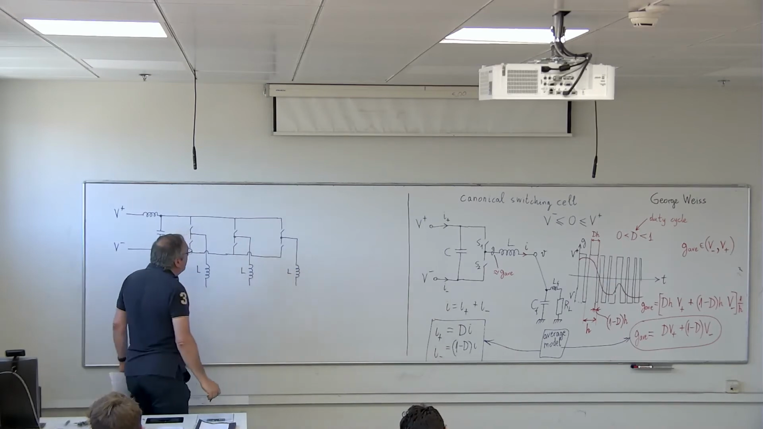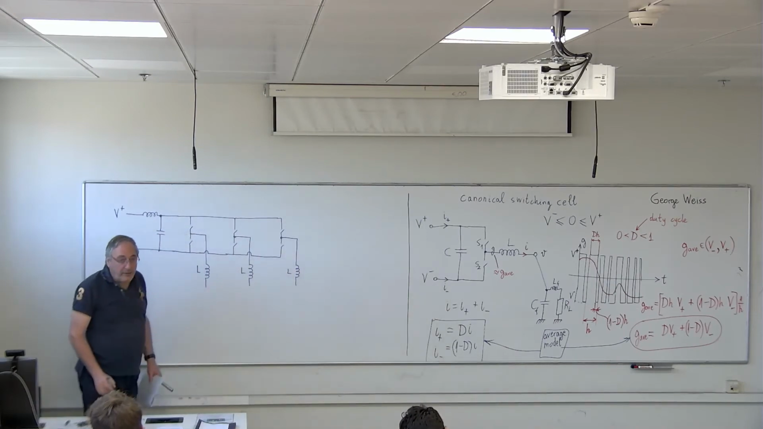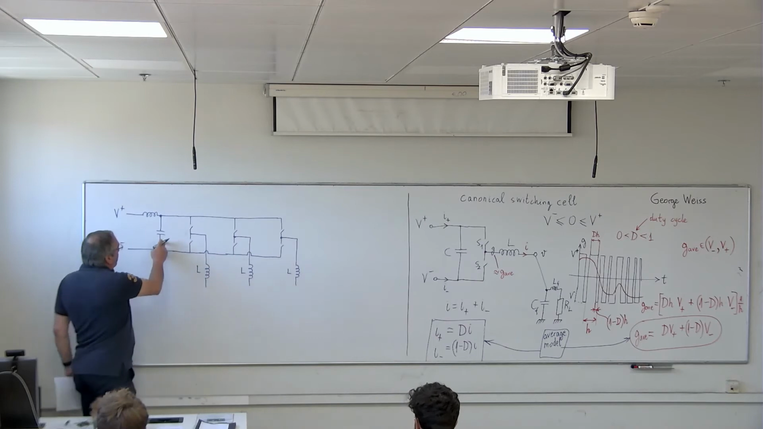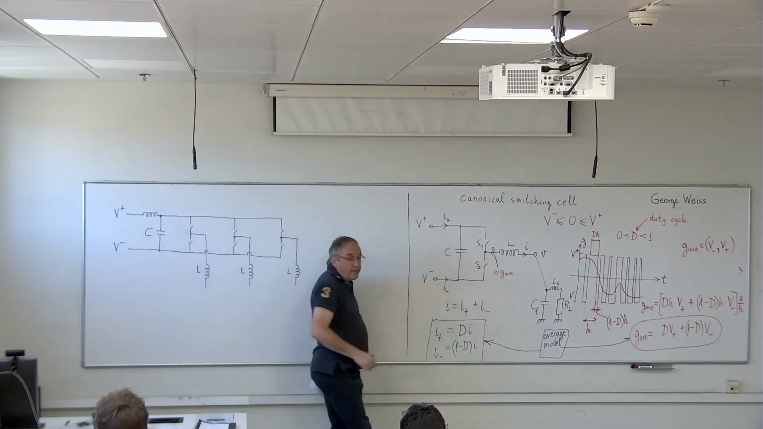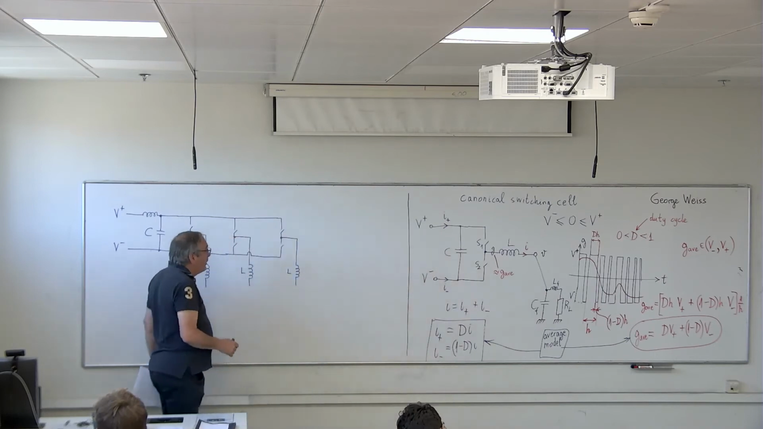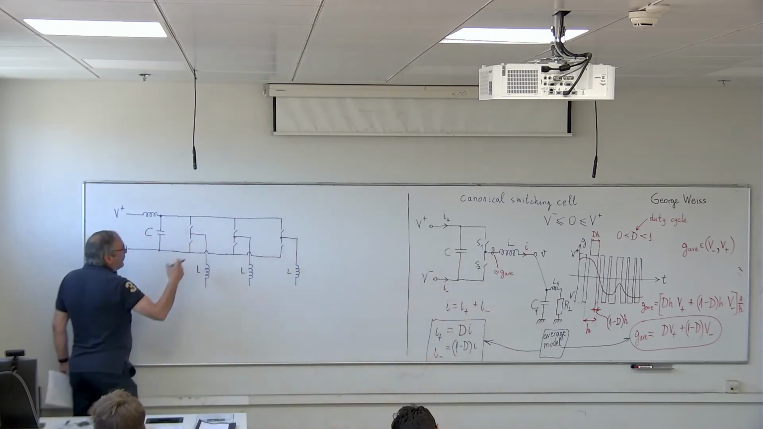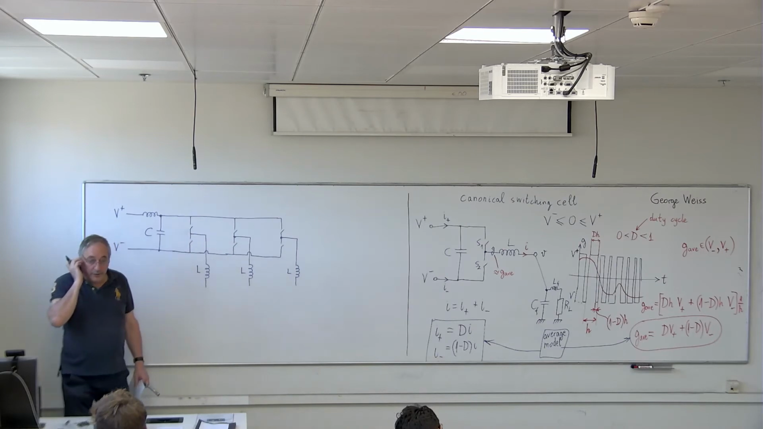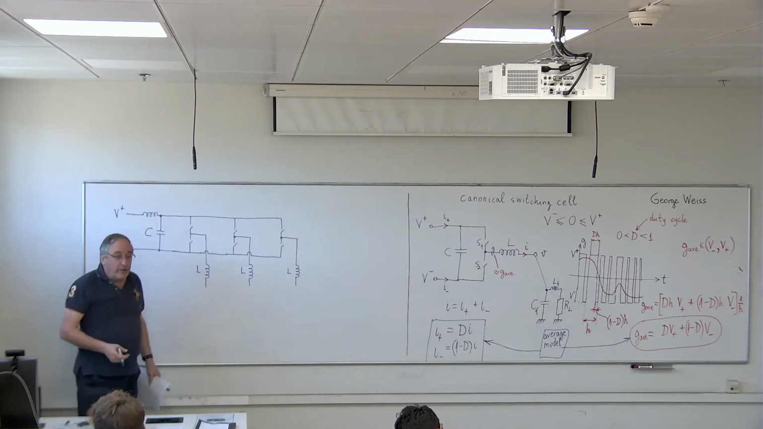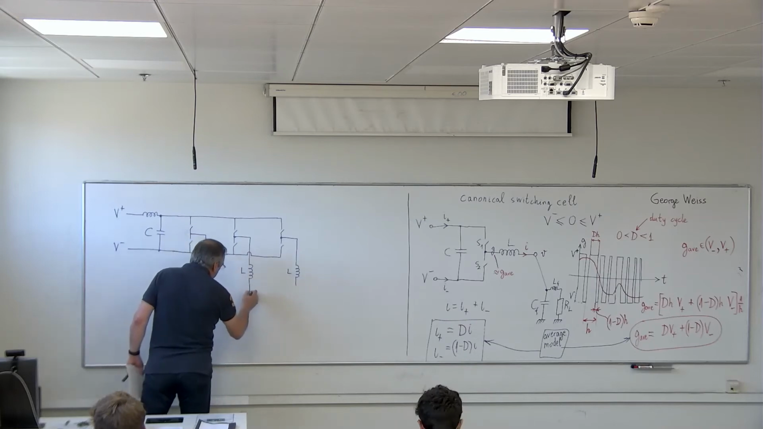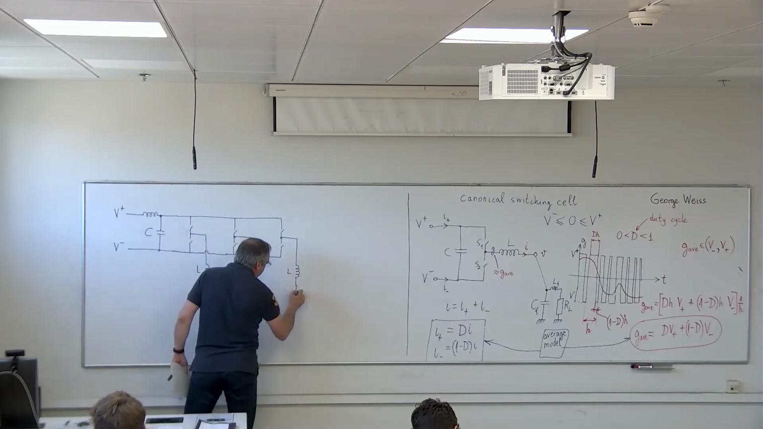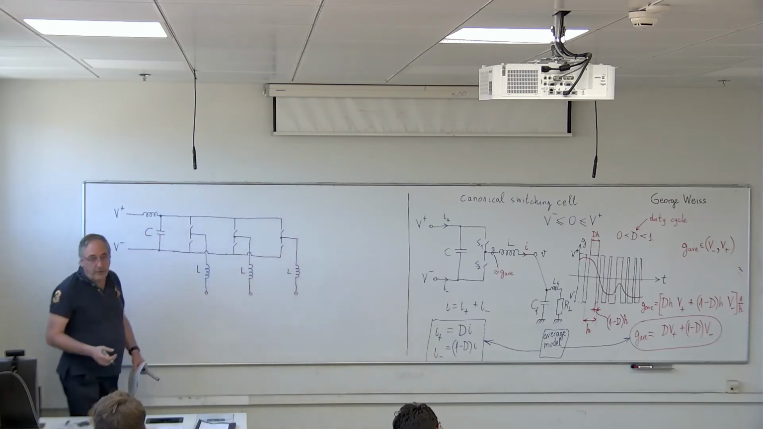So now we have 3 canonical switching cells which share the capacitor C. This capacitor C, which we had in the canonical switching cell, is common to the 3 canonical switching cells. And here, in the really simplest configuration, this is the simplest possible inverter. So this is an inverter.